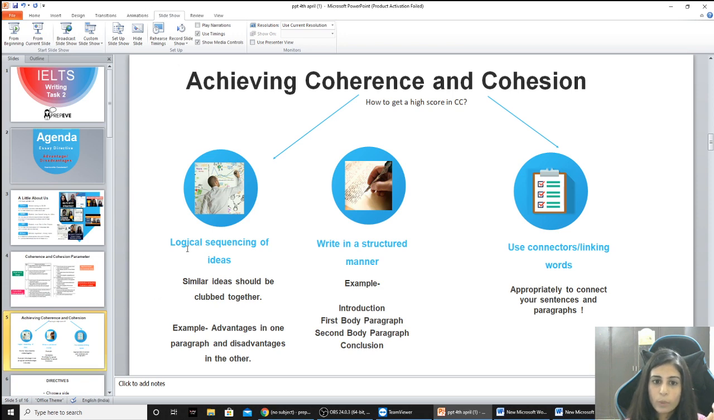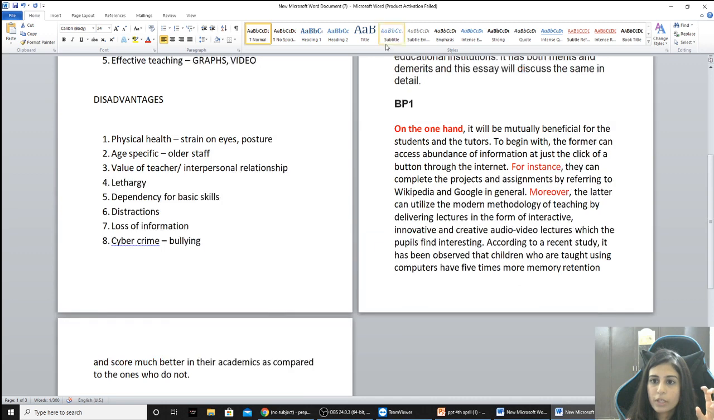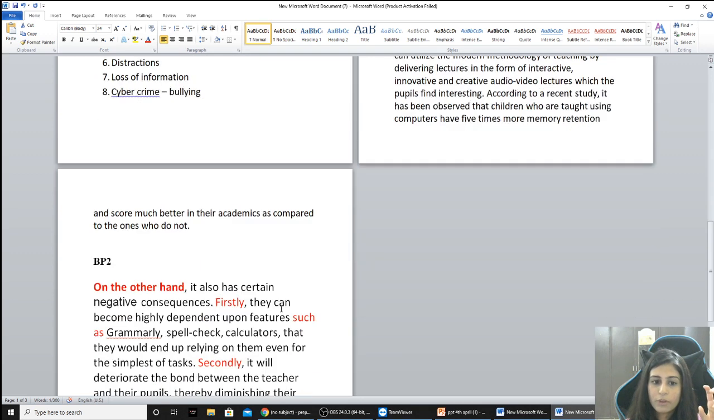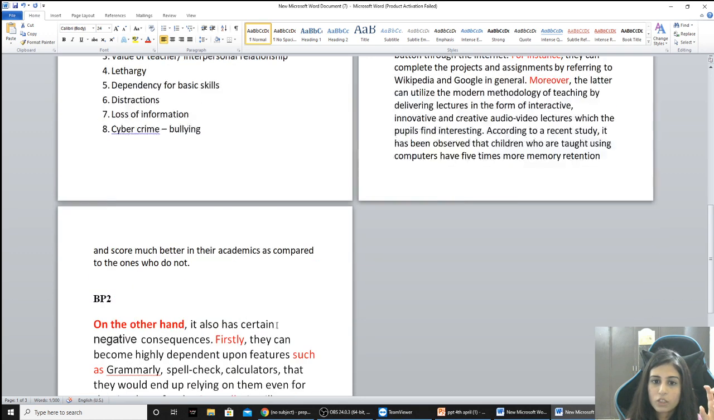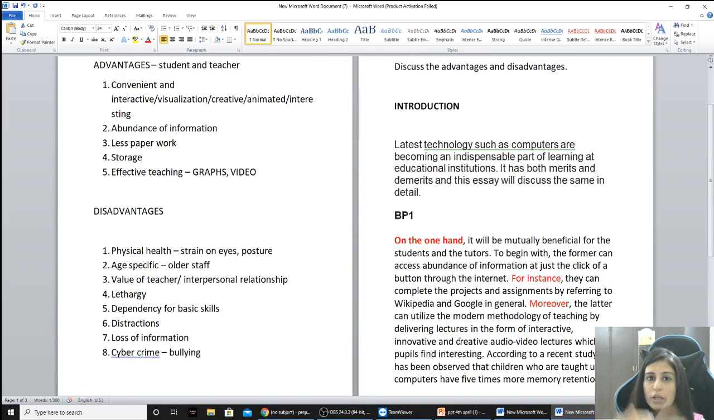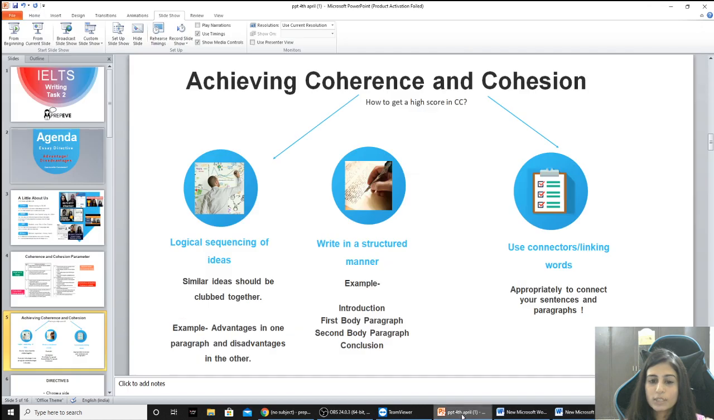See, we have dealt with logical sequencing of ideas, how one paragraph is devoted to advantages, the other paragraph is devoted to disadvantages. Imagine if we wrote it alternatively, like one advantage, one disadvantage, one advantage, one disadvantage. It would have been so confusing. So that is called logical sequencing of ideas. So we have done this.